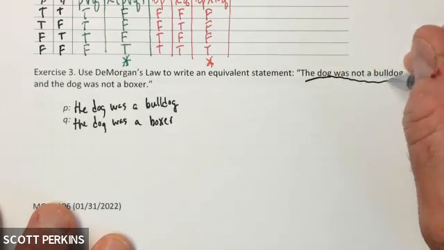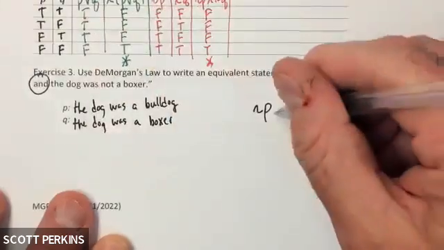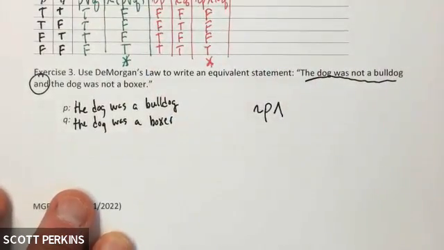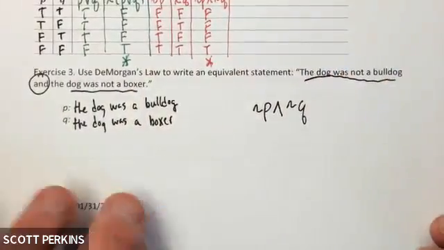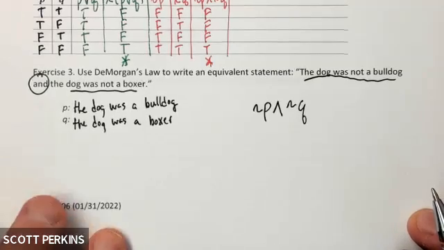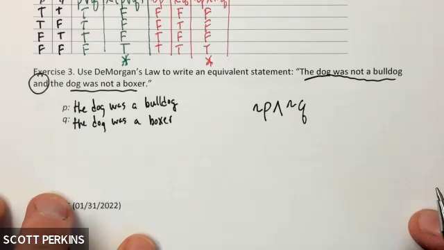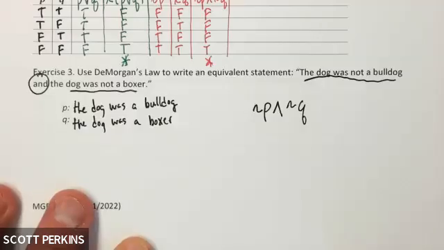Okay, the dog was not a bulldog. What is that? Squiggly P. And it's going to be the and symbol, the thing that looks like an A without the cross through it. And then the dog was not a boxer. That is squiggly Q. Great. So then here's what you're going to do. Now, I understand after you've done a couple of these, I fully expect most, all of you to be able to write a statement using DeMorgan's laws. You probably don't have to go through the whole symbolic thing. I get that. Okay, so do a couple, practice it, and if it clicks, great. You don't have to do all this. You can just go right to writing the statement.